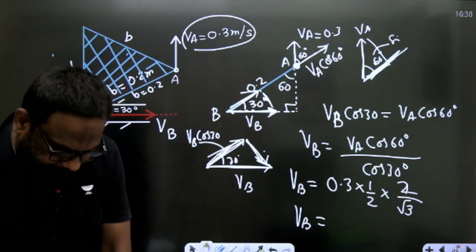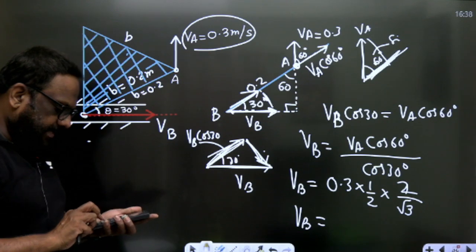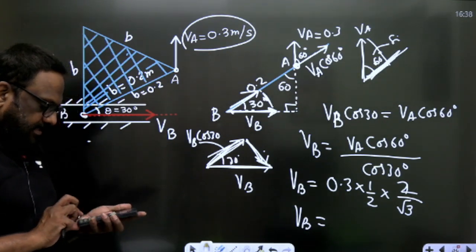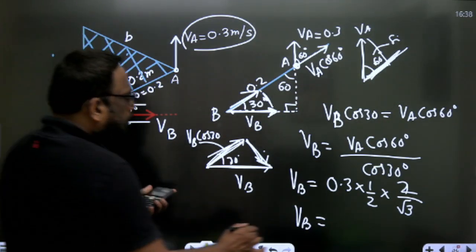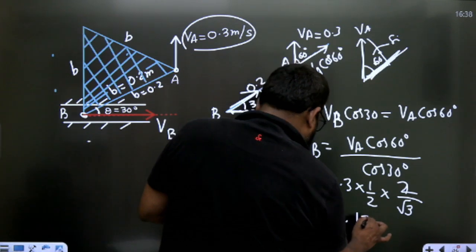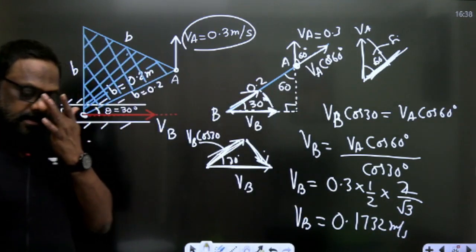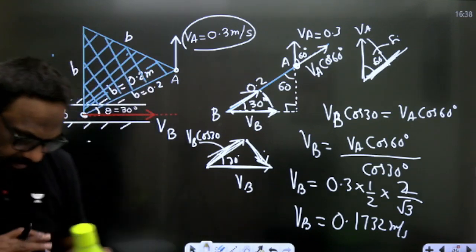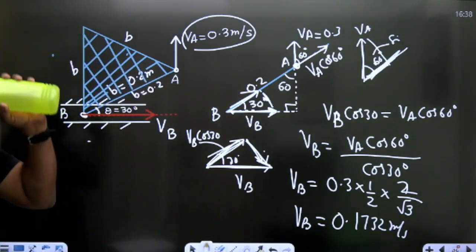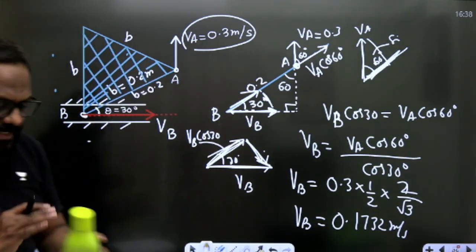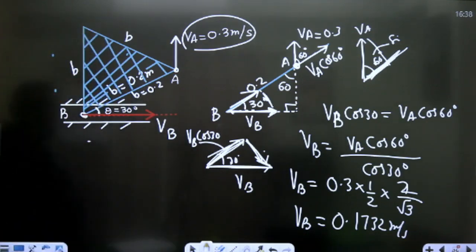So how much is it? 0.3 divided by root 3. It is 0.1732 meter per second. Now this part is over. Let's check once. Okay, the velocity is found.